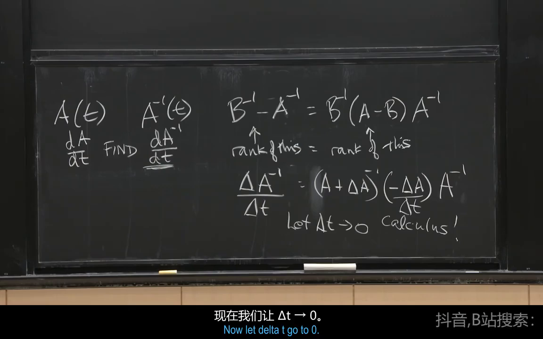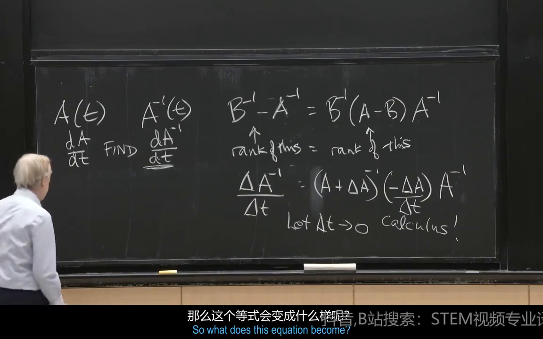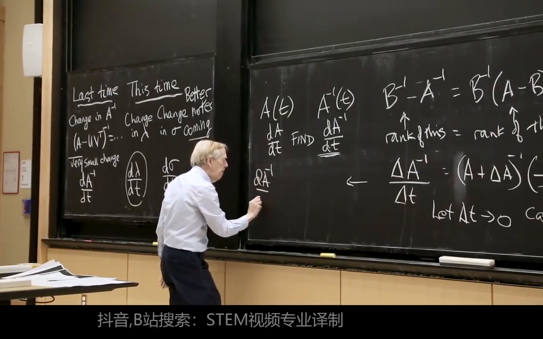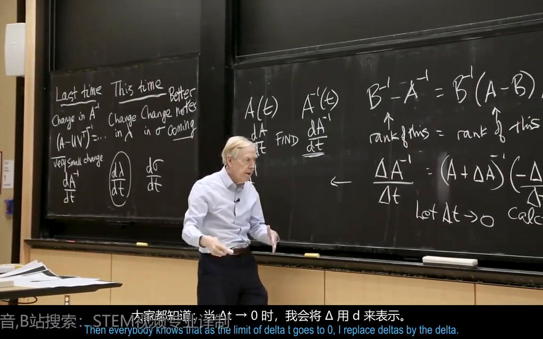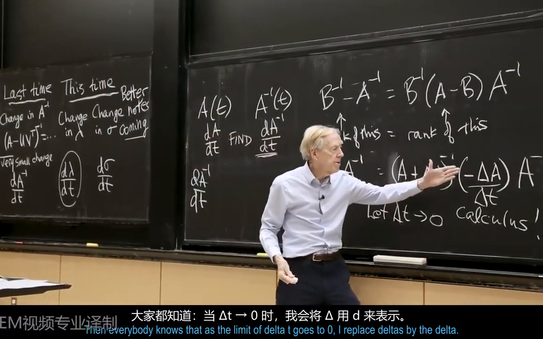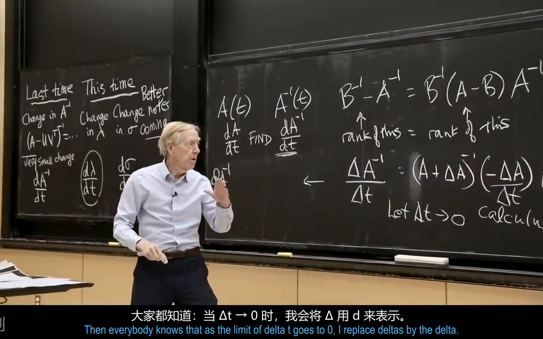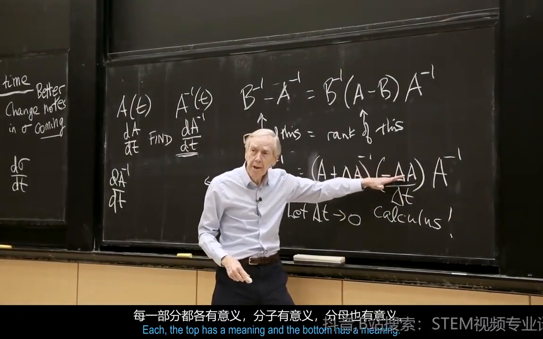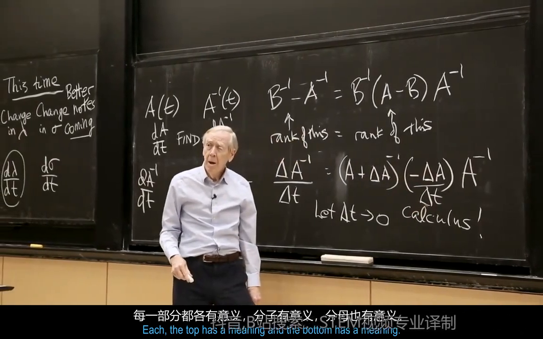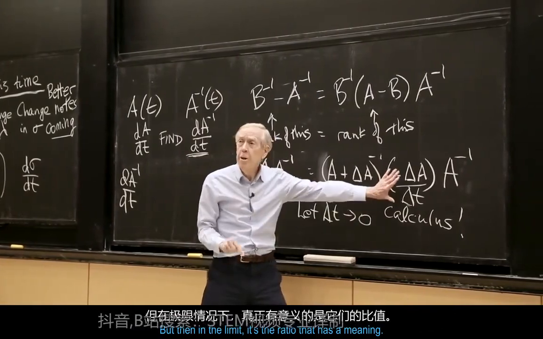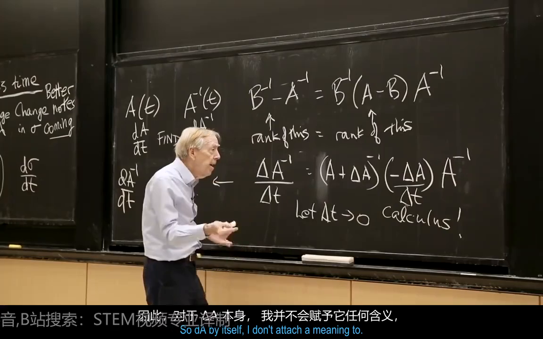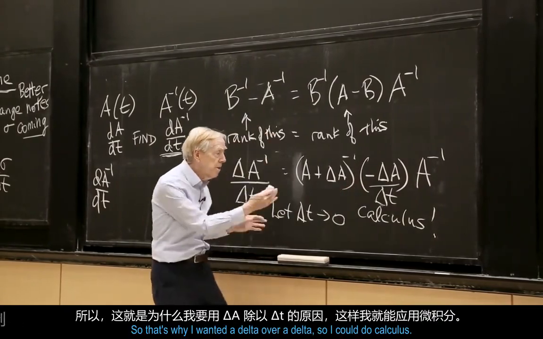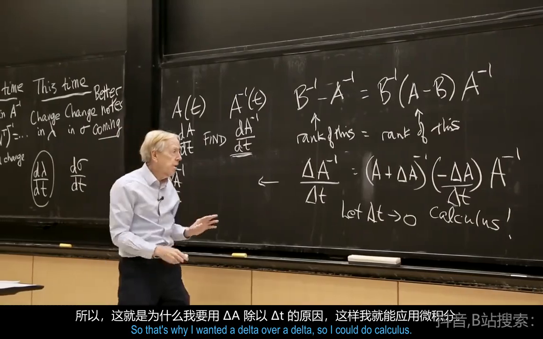Now let delta t go to 0. So what does this equation become? Everybody knows that when the limit as delta t goes to 0, I replace deltas by d. So this delta A divided by delta t has a meaning. The top has a meaning and the bottom has a meaning. But then in the limit, it's the ratio that has a meaning. So dA by itself, I don't attach a meaning to, that's infinitesimal. It's the limit, so that's why I wanted a delta over a delta, so I could do calculus.